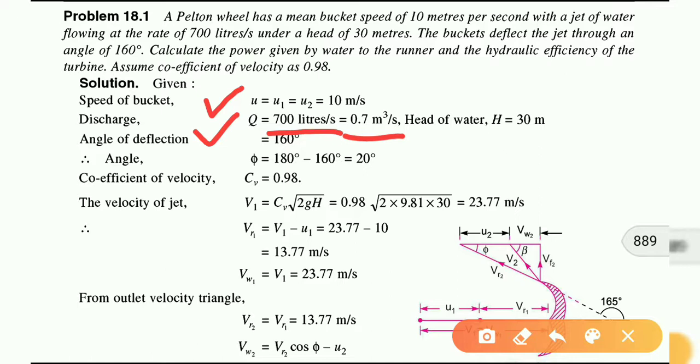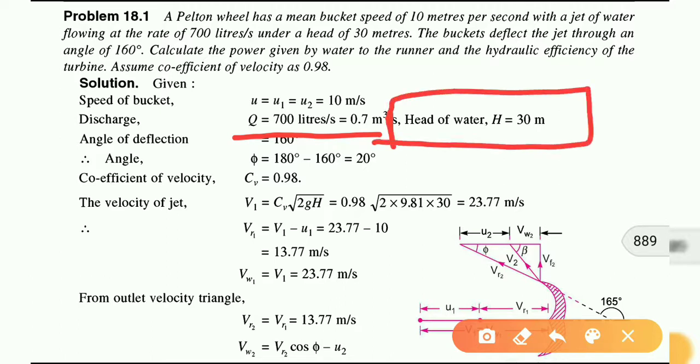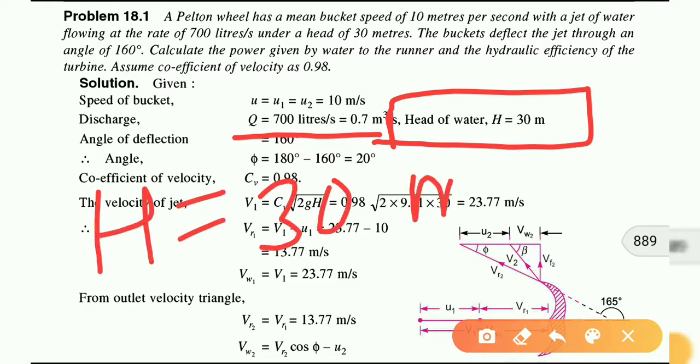And this discharge is when there is a head of 30 meters. This means this discharge is delivered when the wheel is working under a head of 30 meter. The head is always a net head. So the net head working on the turbine is 30 meter.